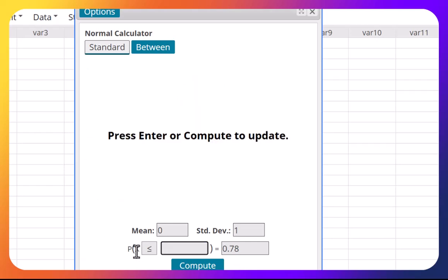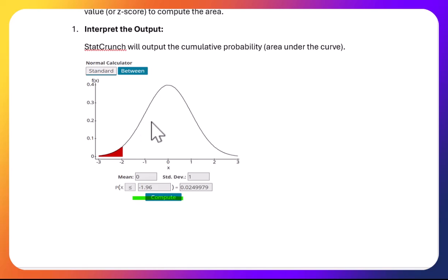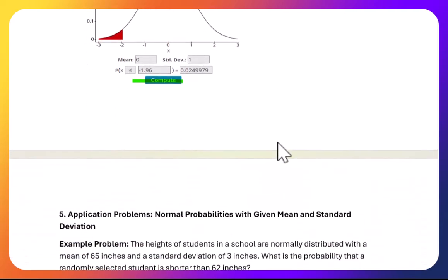Now you can see an x here, but actually it should be z. When we work with 0 and 1, it should be z, but the programmer decided to keep it as an x. So if I put negative 1.96 right here and press compute, you can see it's 0.024999979. If you round this to 4 decimal places, it's going to be 0.025. So let's go back to the handout. You can see that right here. So it's a lot faster and easier than using the table. But I will provide the tables. If students want to use the table, they can use the table, no problem.